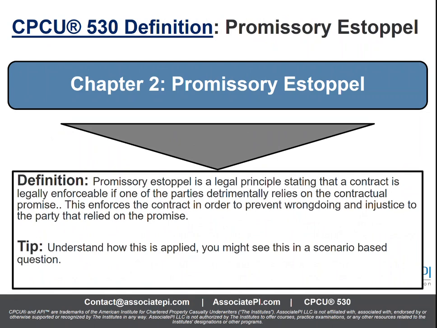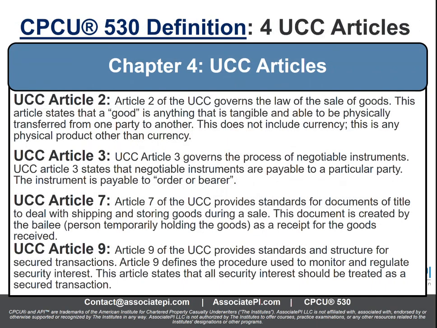And moving on to the next definition from Chapter 4, the UCC articles. Now, you're probably not going to see all of these on the exam, but you might see one or two of these articles. There's 4 UCC articles, at least for the purpose of this exam. We're only covering 4 of them. So memorize these 4 articles. Each one pertains to a different type of law. So as you can see, Article 2 governs the law of the sale of goods. So memorize what each of these articles covers, because you might have a definition or concept question on that.